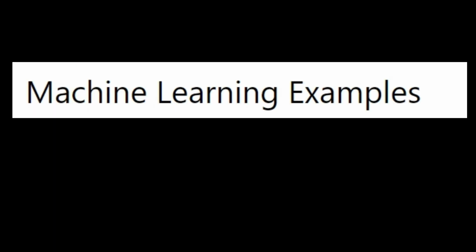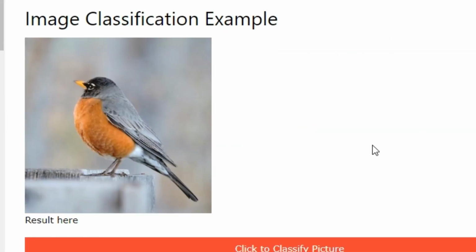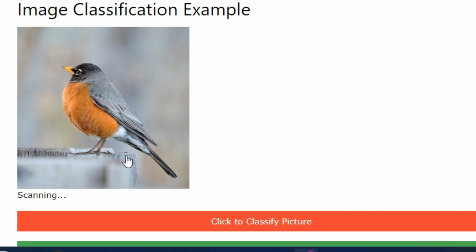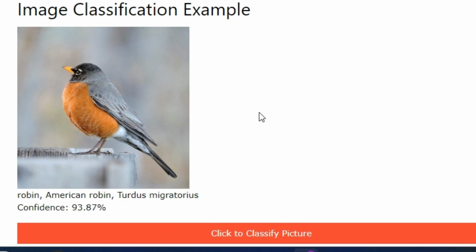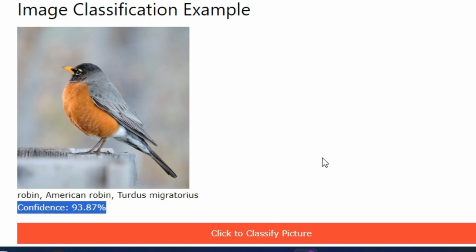Hi friends, now we will discuss machine learning examples. First, we will take an image classification example. You are seeing an image here. Our task is to classify this picture. I press this classify button. The code scans the picture and classifies it as Robin, American Robin, and the confidence level is 93.87%. We will discuss this term confidence in future.